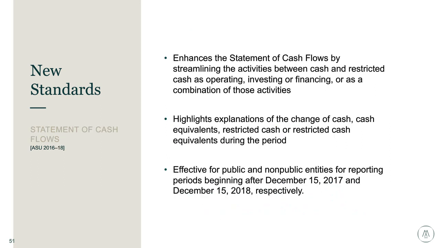ASU 2016-18, related to the statement of cash flows. This highlights the explanations of the change in cash, cash equivalents, restricted cash, or restricted cash equivalents during the period. This is effective for public and non-public entities for reporting periods after December 15th, 2017 and December 15th, 2018, respectively.